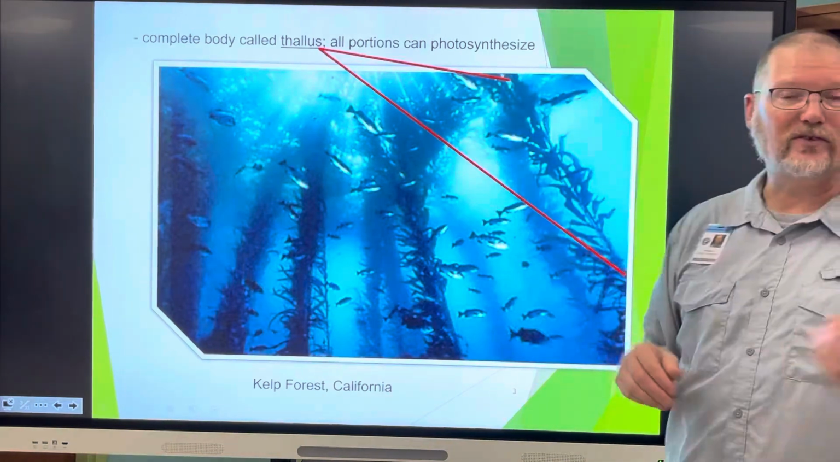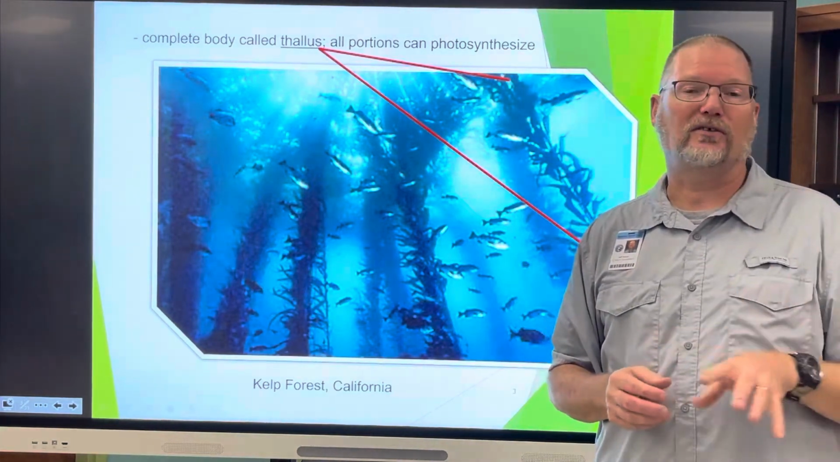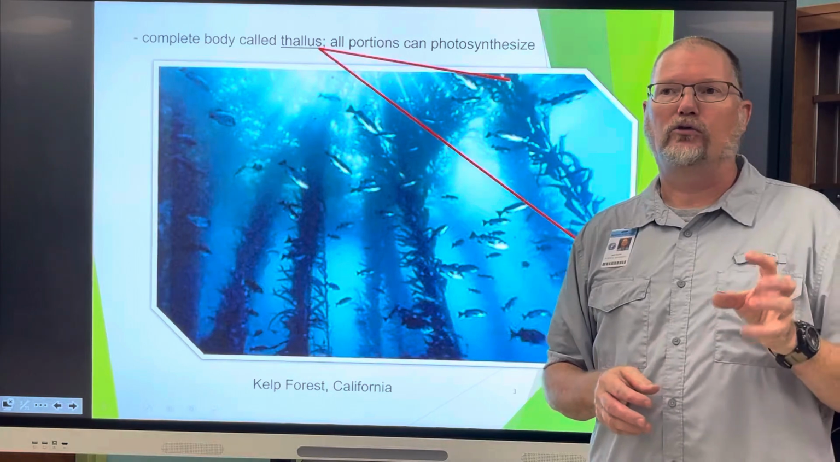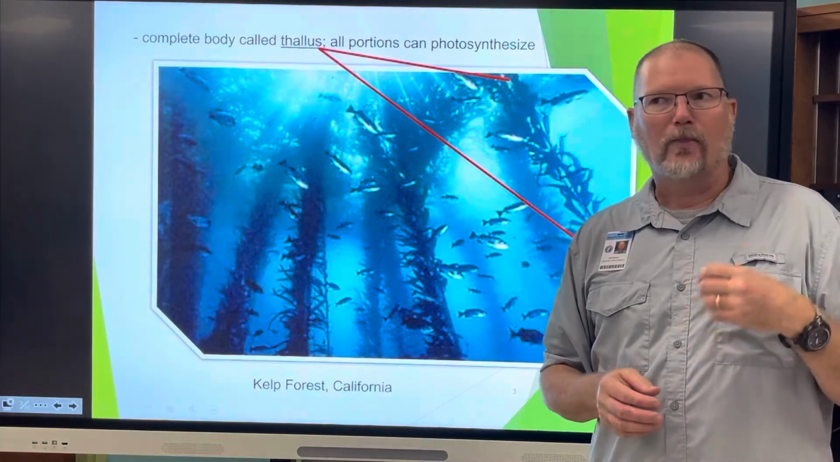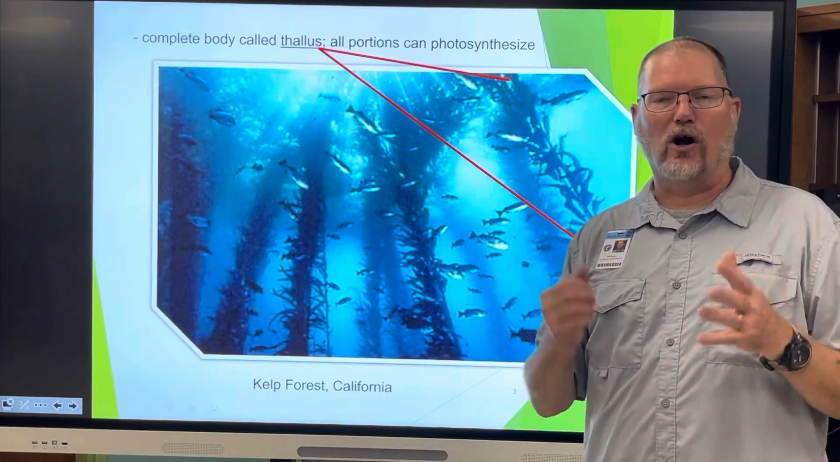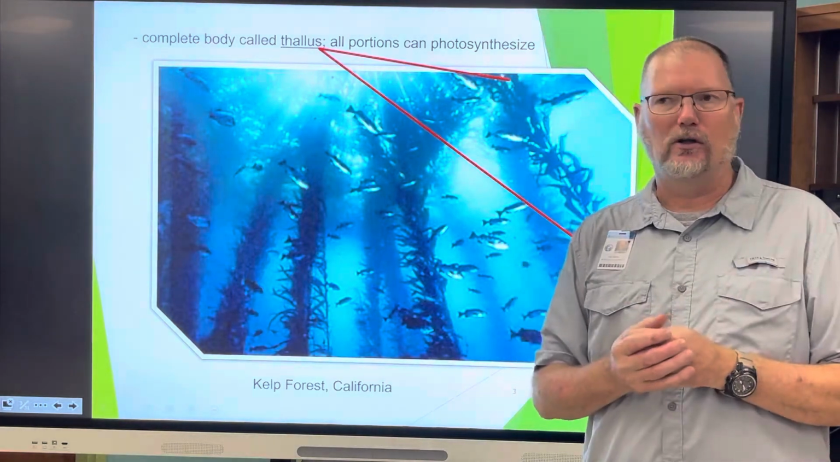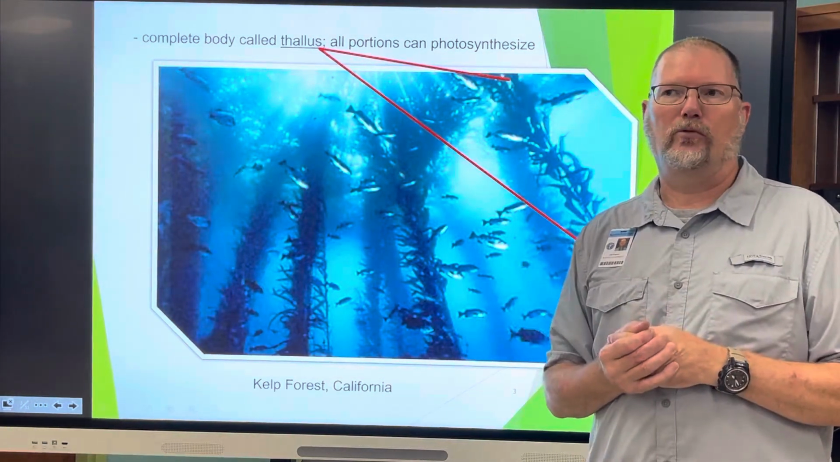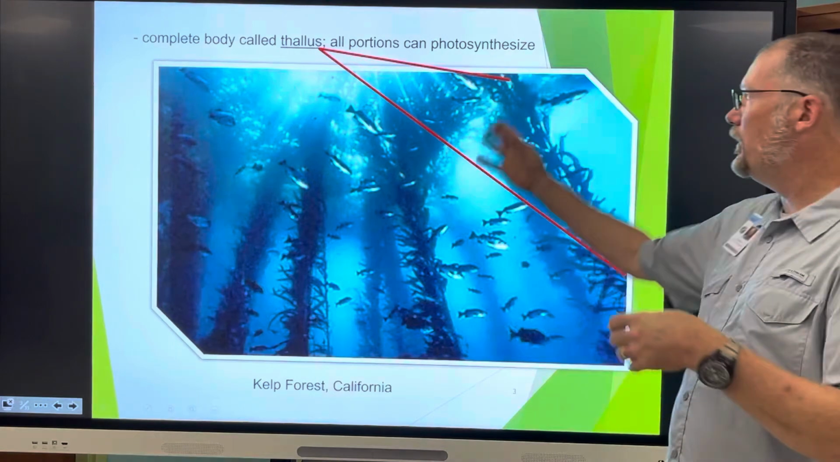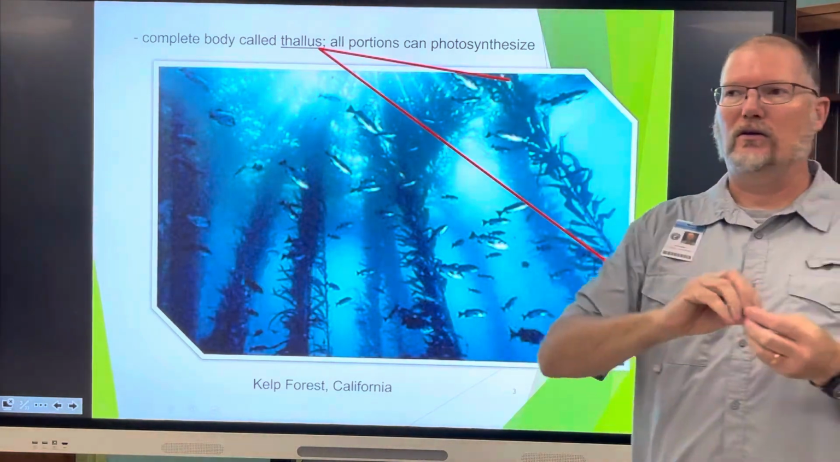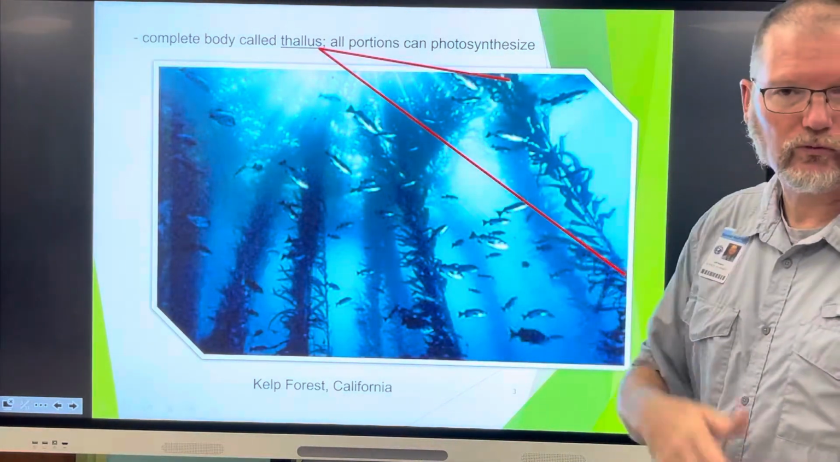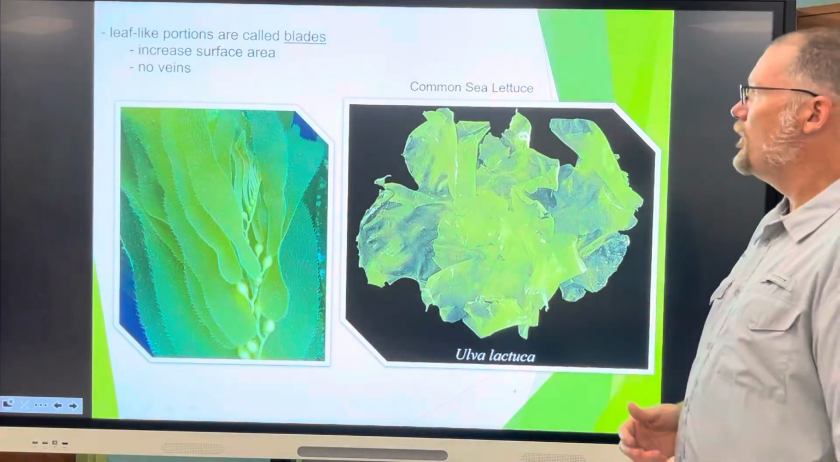All portions of a seaweed can photosynthesize, which is really cool. Terrestrial plants, that's not true. Think of a tree. The bark doesn't have any photosynthetic material. The roots don't. The branches don't, just the leaves. But in seaweed, all of it does. It's virtually all of it, okay?